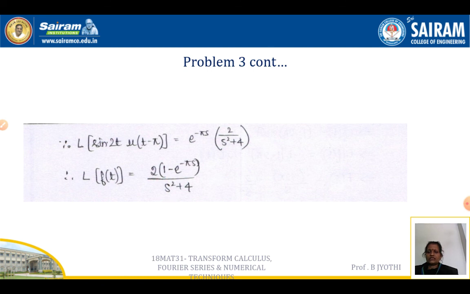So this is how we can solve the problems for discontinuous functions as well as the unit step function or the Heaviside function.